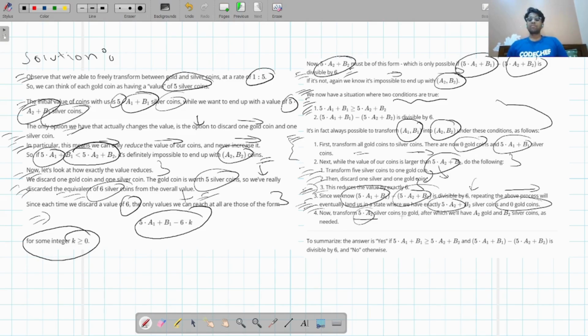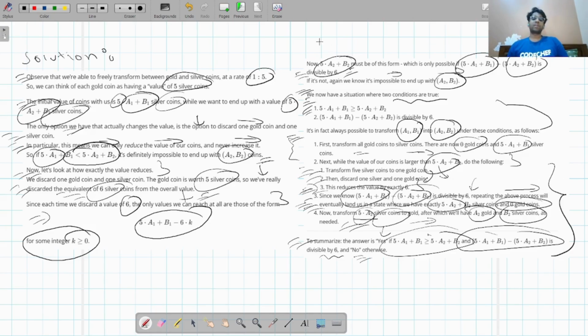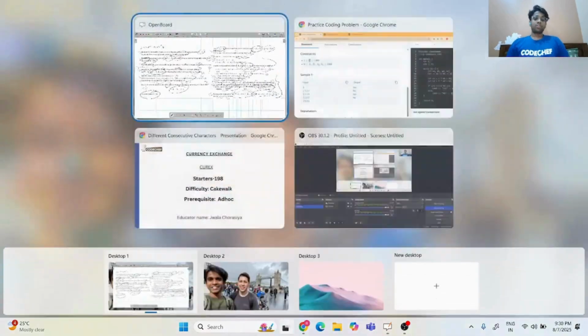Now transform 5 * A2 silver coins to gold, after which we will have A2 gold and B2 silver coins as needed. To summarize, the answer is yes if 5 * A1 + B1 is greater than or equal to 5 * A2 + B2, and (5 * A1 + B1) - (5 * A2 + B2) is divisible by 6, and no otherwise. So guys, I think the solution is pretty much clear. Now let's move toward the simple C++ code for this question.